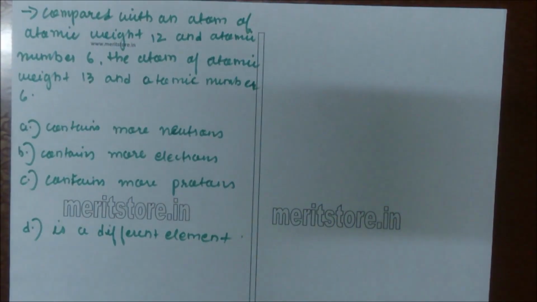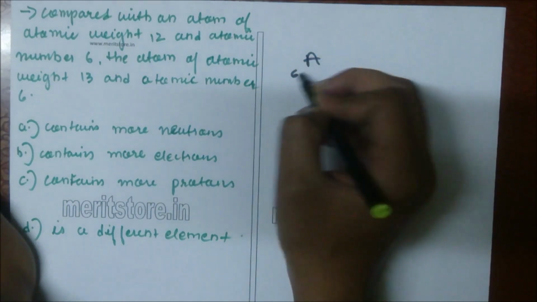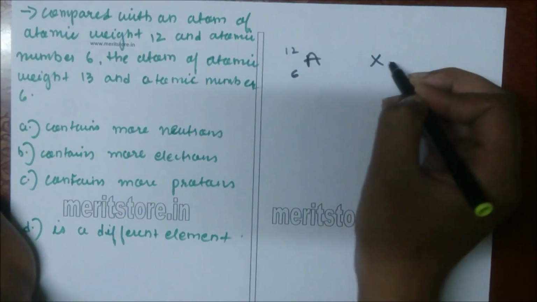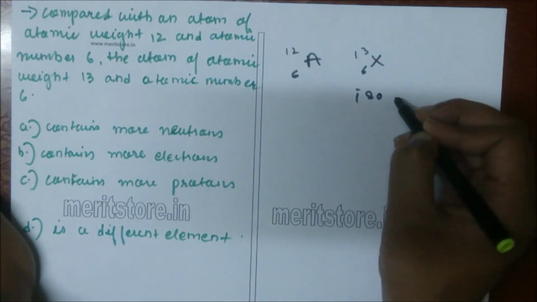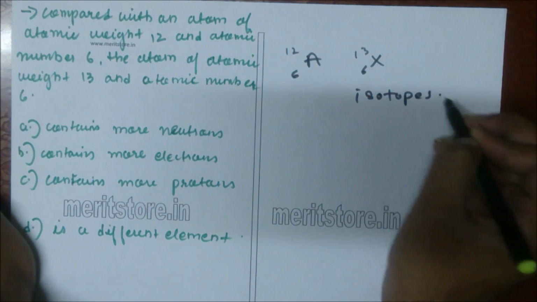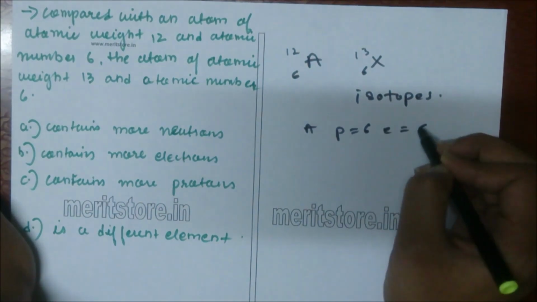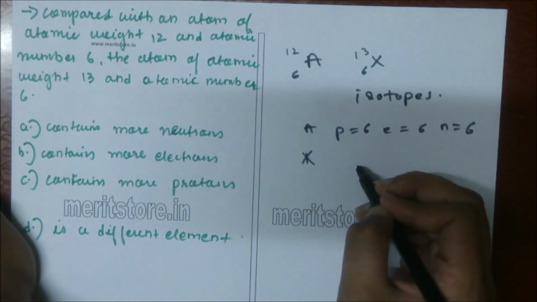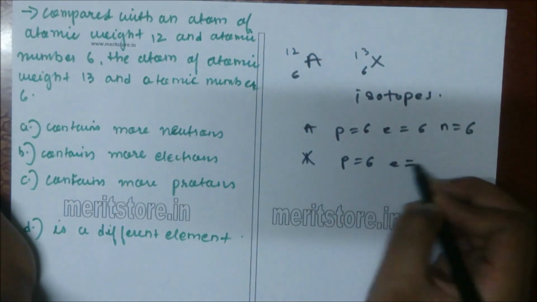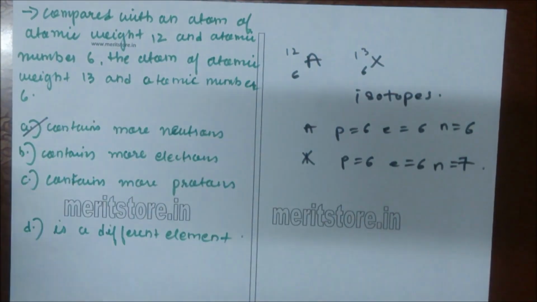Compared with an atom of atomic weight 12 and atomic number 6, the atom of atomic weight 13 and atomic number 6 will have. So let this be atom A with atomic number 6 and weight 12, X be 6 and 13. Both are isotopes but have different numbers of neutrons. For A, protons are 6, electrons are 6, neutrons are 6. And for X, that is B, protons are 6, electrons are 6, but neutrons are equal to 7. So option A is the correct answer.